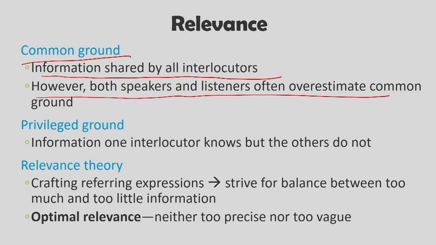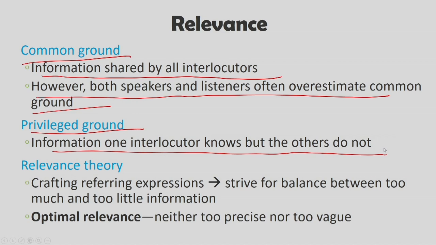However, both speakers and listeners often overestimate the common ground. Now, we also have something called the privilege ground. This is the information that one interlocutor knows but the others do not know. And so, we have something called relevance theory also. How speakers distinguish what is common ground versus privilege ground is a matter of some debate. Some researchers argue that speakers make inferences about listeners' mental states, but other researchers maintain that speakers rely mainly on memories of shared experiences with their listener to gauge the common ground.